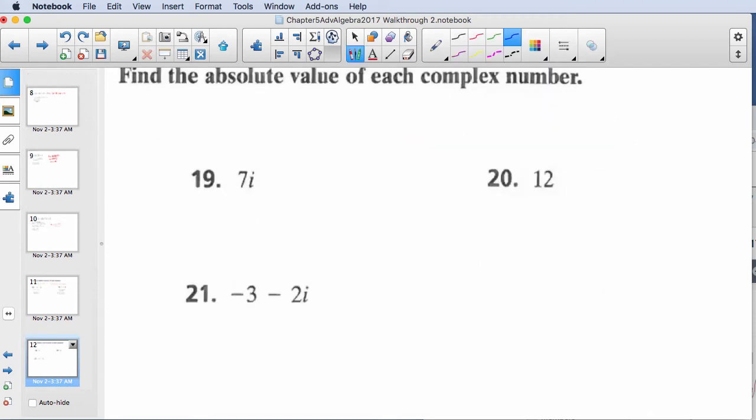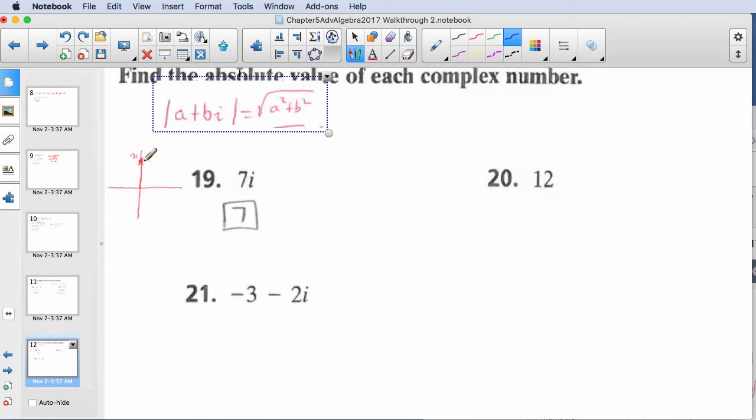Okay, next we're asked to do three problems where we're asked to find the absolute value of a complex number, and remember that's just the distance from the origin. Here's an example of a graph for 7i, in which 7 is plotted on the vertical axis. That's our imaginary component. So we're obviously just 7 away from the origin, and our answer is going to be 7.